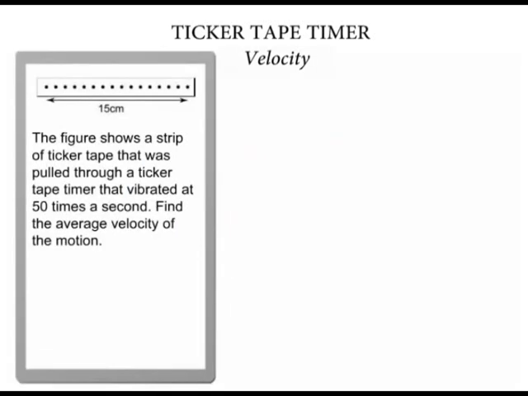For example, this figure shows a strip of a ticker tape that was pulled through a ticker tape timer that vibrates 50 times per second. Find the average velocity of the motion.